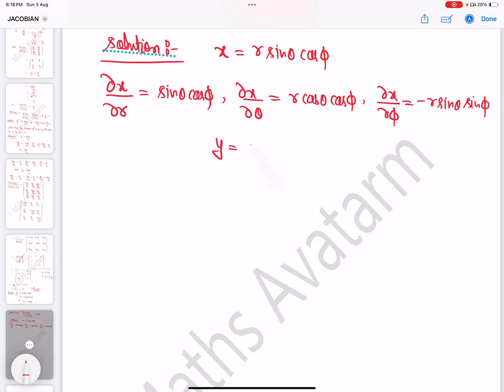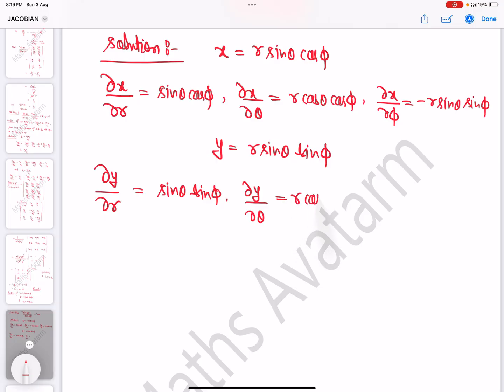Now y is equal to r sine theta sine phi. So what is this? Del y upon del r. This is sine theta sine phi. Okay. Now del y upon del theta is equal to r cos theta sine phi. Now del y upon del phi, what is that? R sine theta cos phi. Okay.